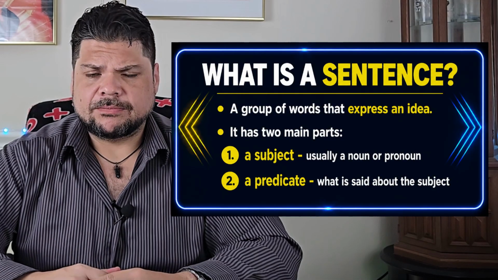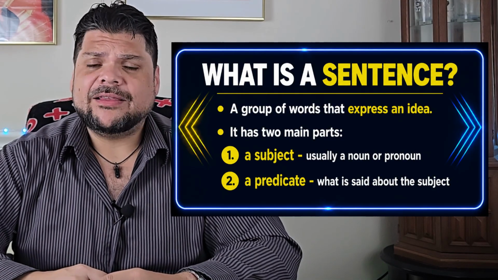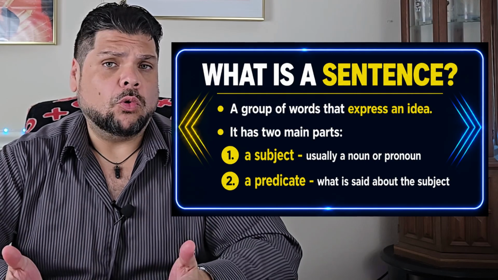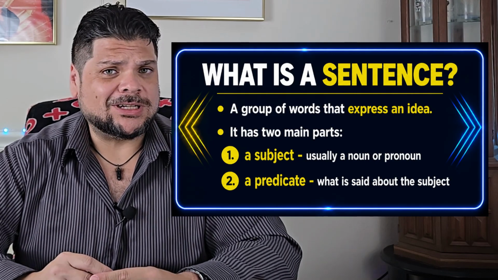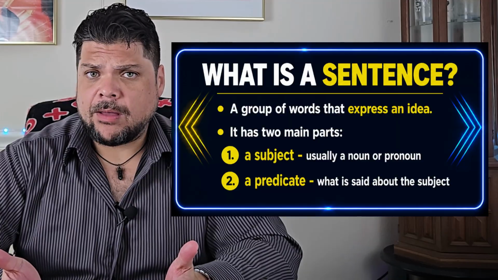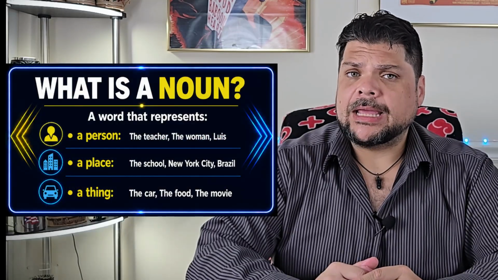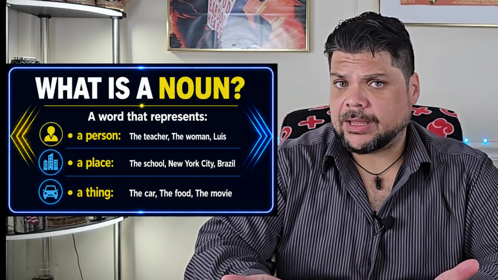What is the subject? In English, a sentence is usually made out of two parts. The subject, who or what are we talking about, and the rest is saying something about the thing or the person, and this is called the predicate.